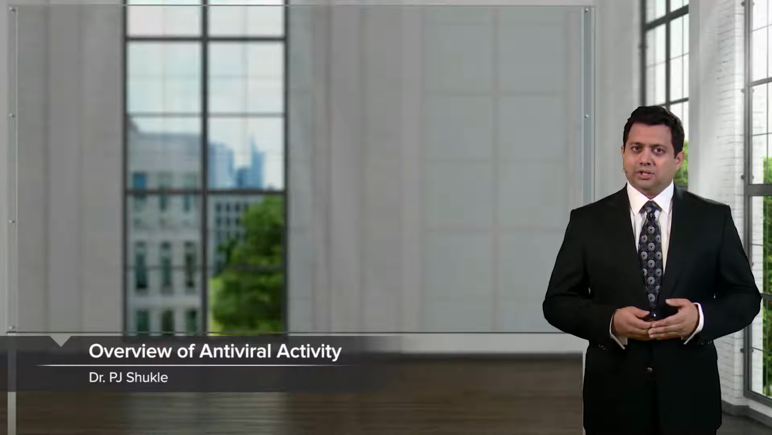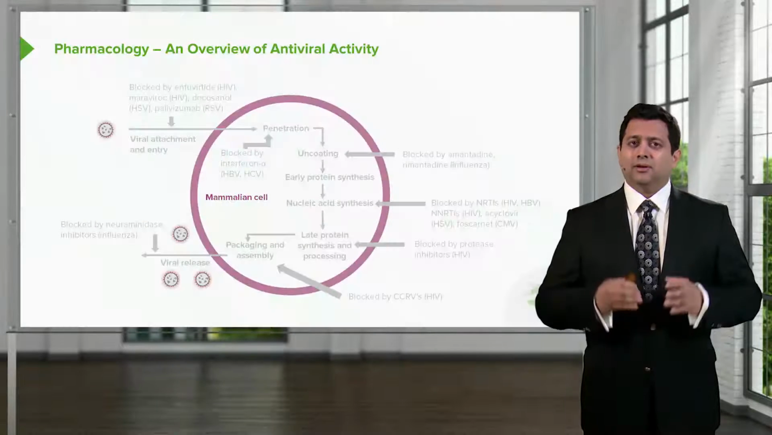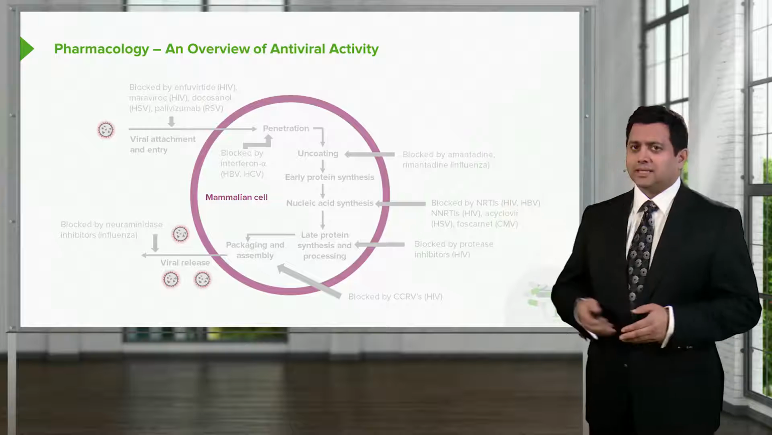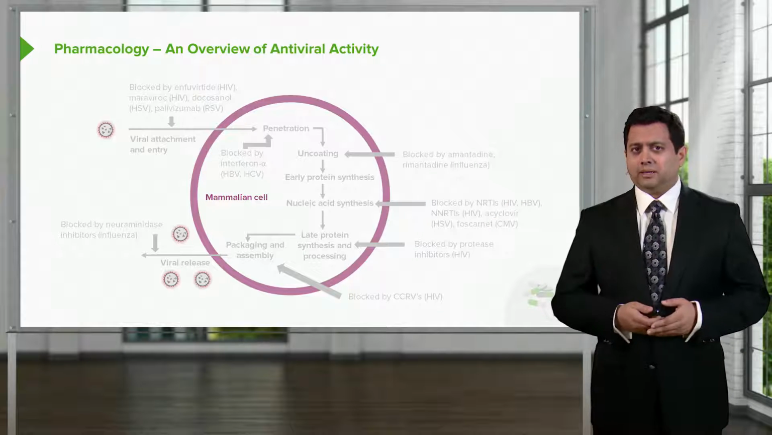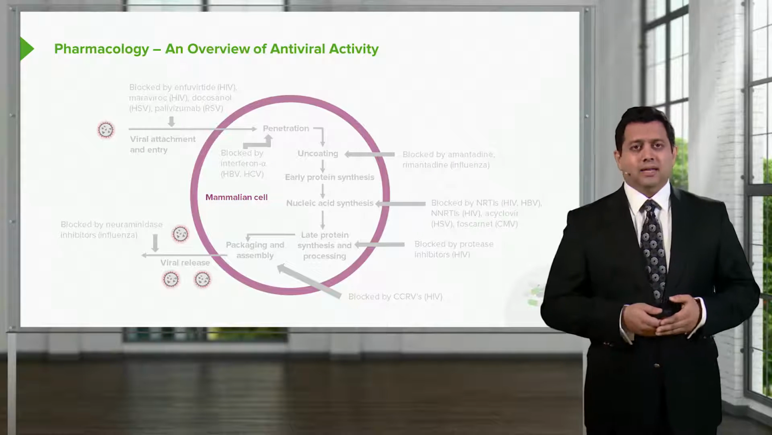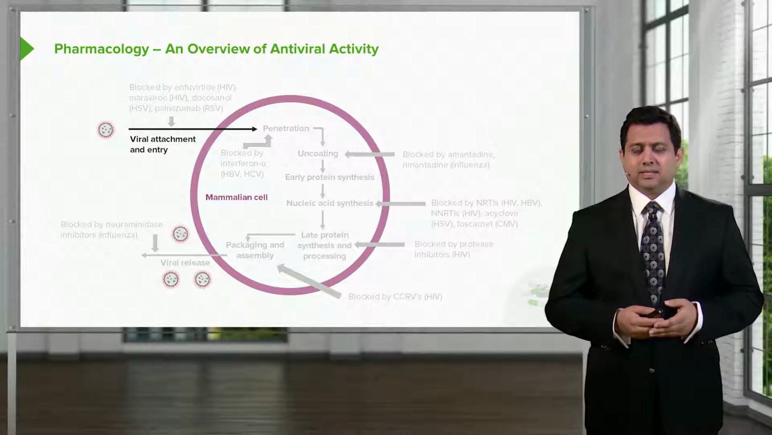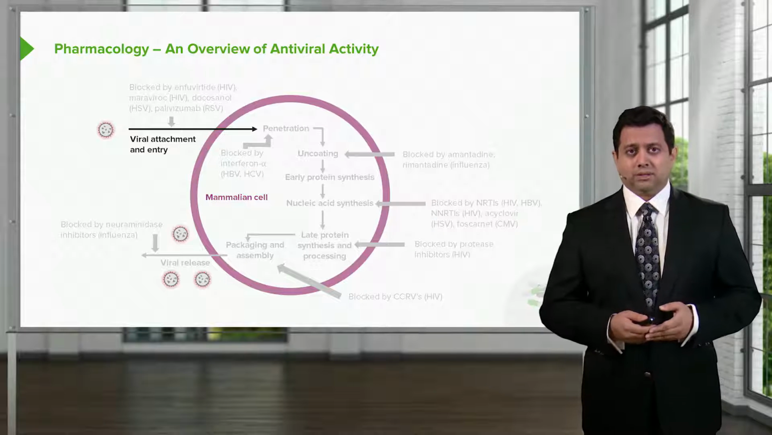I'm Dr. Praveen Shukla. We're going to be talking about antiviral agents. In order to understand how antiviral agents work, let's take a look at a mammalian cell. So this is represented by the big purple circle there. Now, viruses attach and enter into the mammalian cell to start their replication process.